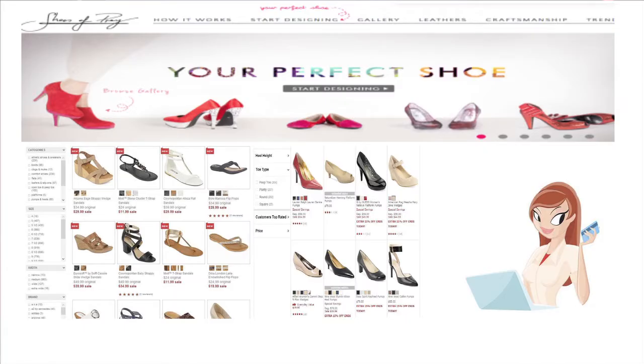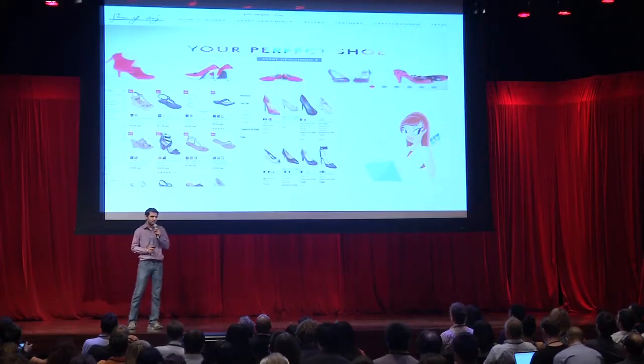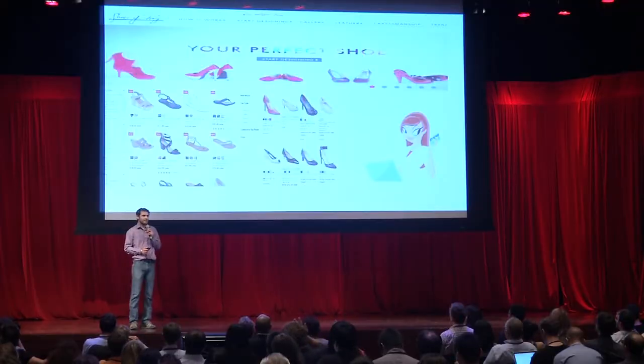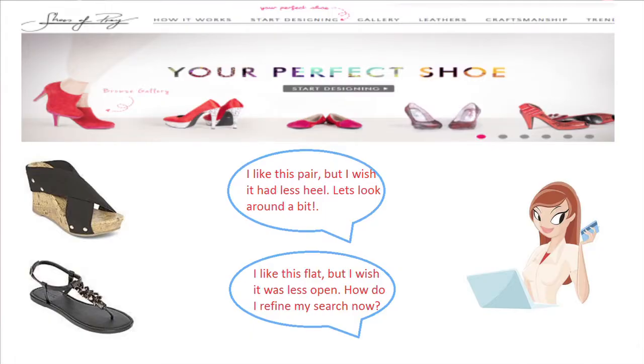Let me start with a story. We have Amy here. She would like to buy a pair of sandals online. She logs into the popular websites such as Macy's, JCPenney, or any other, and she goes to the shoe section, then the sandal section, and she starts browsing through images. And then she finds a pair of black sandals she likes, and she says to herself, I like this pair of sandals, but I wish they had lower heels.